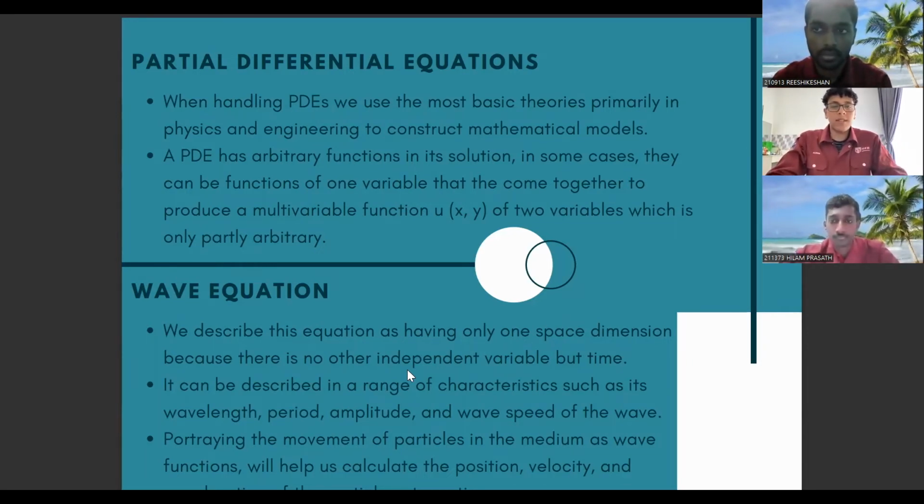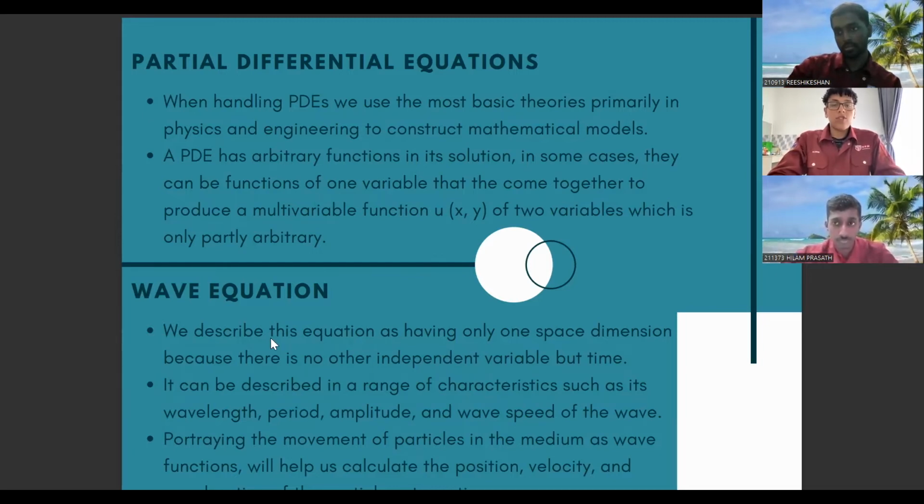A PDE has arbitrary functions in its solution. Arbitrary here just means random. In some cases, they can be functions of one variable that come together to produce a multivariable function, u of x and y, of two variables, which is only partly arbitrary. For the wave equation, we describe it as having only one space dimension because there is no other independent variable but time.